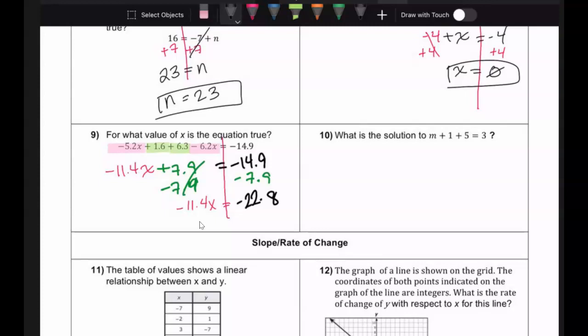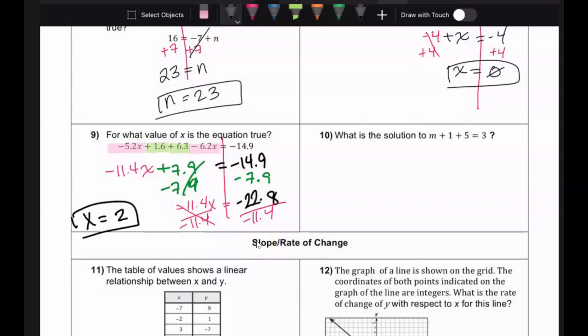Your last step is to get x by itself. It's being multiplied by the negative 11.4. So you're going to divide by the 11.4, which will give you 2. You don't have to have this memorized or be able to do it in your head. Feel free to use a calculator.